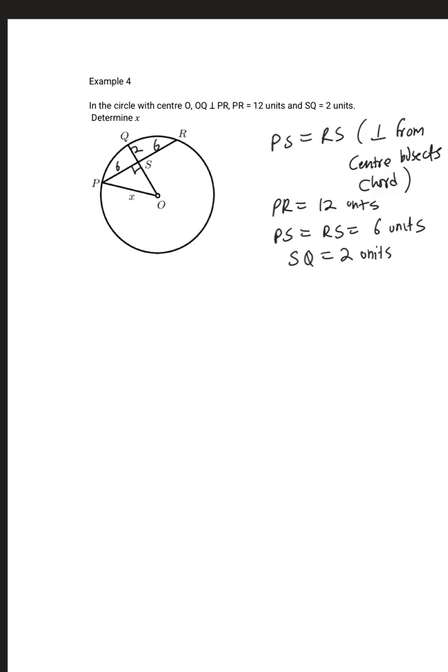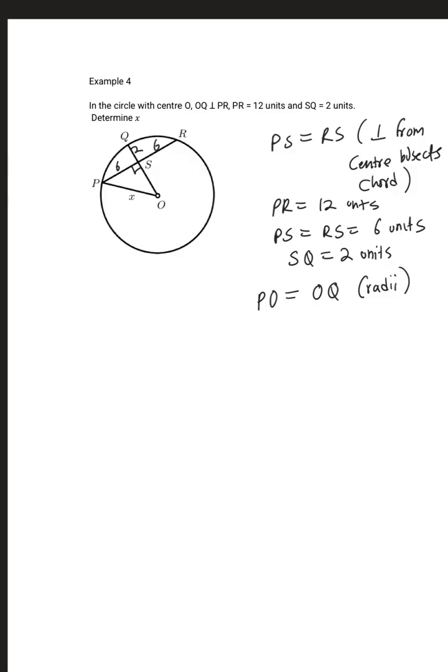But we also know something. We know that PO is equal to OQ. The reason is because of radii.